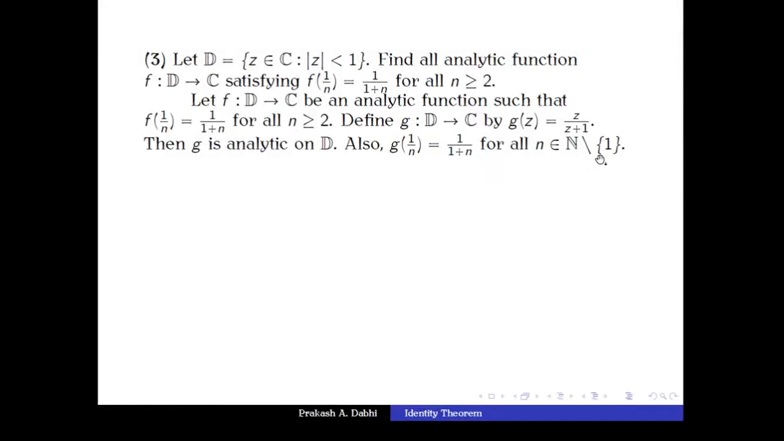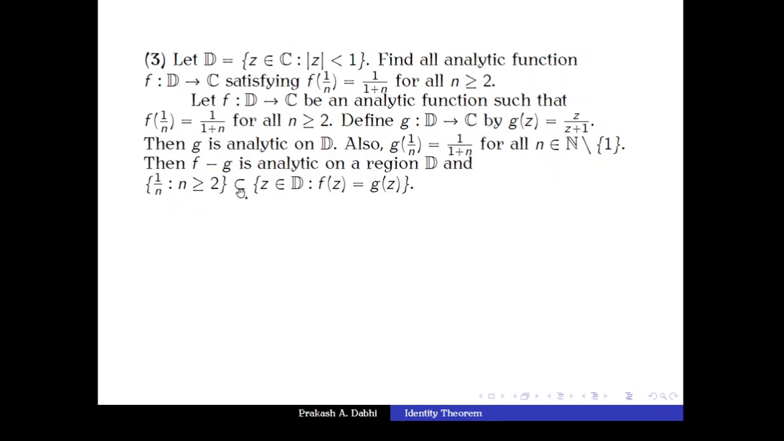natural number n which is not equal to 1. Okay, and because f is analytic and also g is analytic, the function f minus g is analytic, and the functions f and g, they are equal on which set? They are equal on the set 1 by n, where n is greater than or equal to 2.